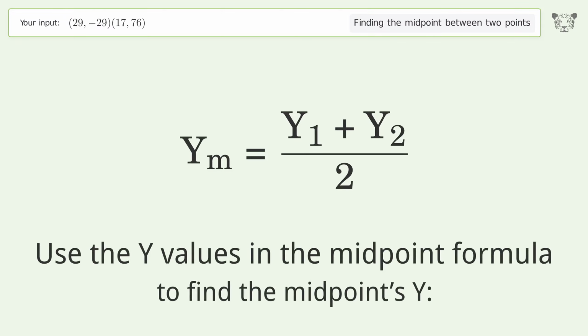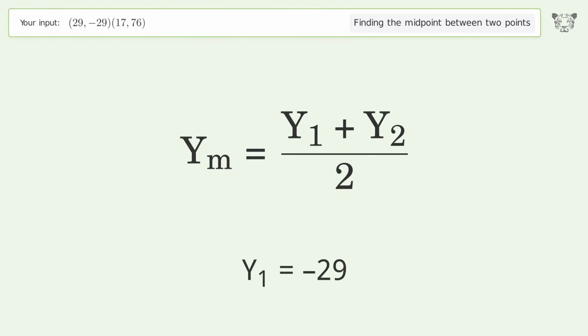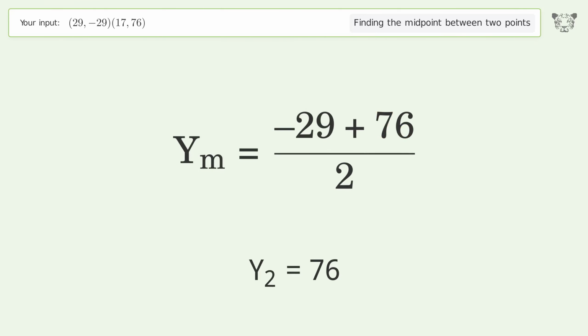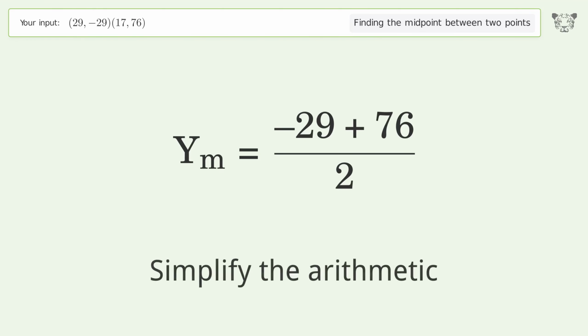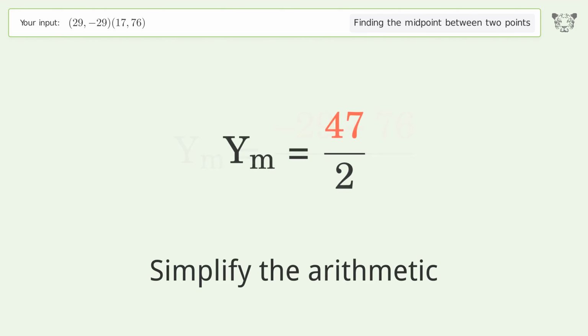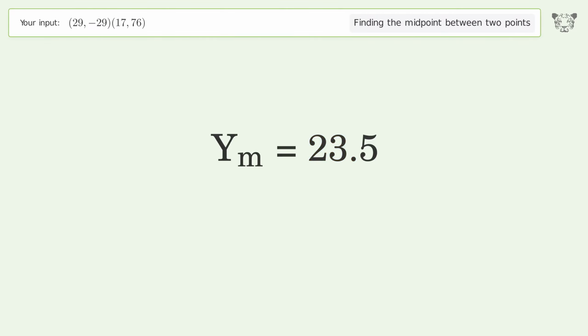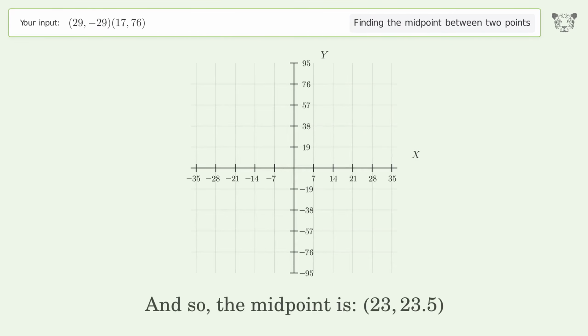Use the y values in the midpoint formula to find the midpoint's y. y1 equals negative 29. y2 equals 76. Simplify the arithmetic. And so, the midpoint is 23, 23.5.